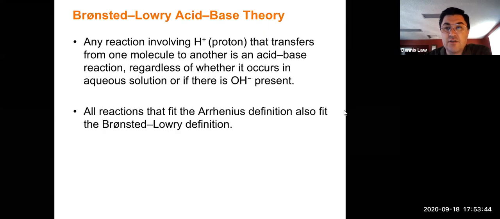Okay, so we have the Bronsted-Lowry acid-base definition here. In this definition, an acid is a proton donor and a base is a proton acceptor. So that's a little different than before. It doesn't matter whether it makes OH minus in solution or H plus. The acid donates the proton and the base accepts it.